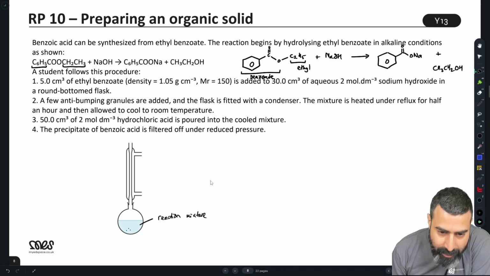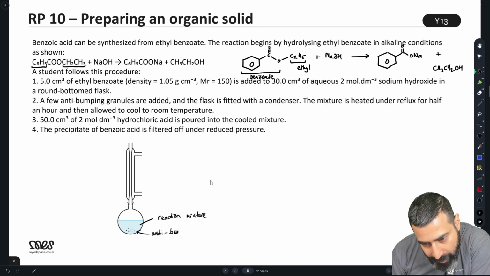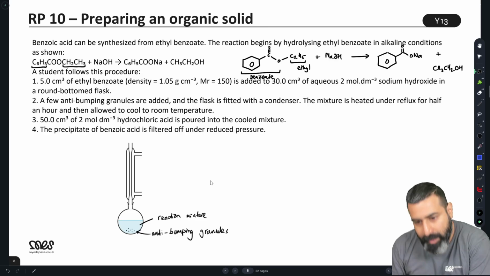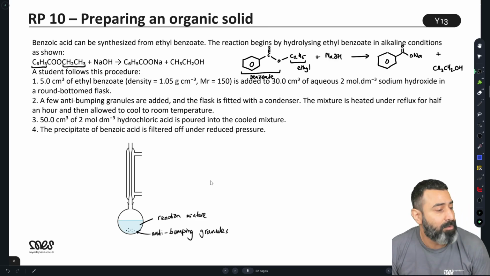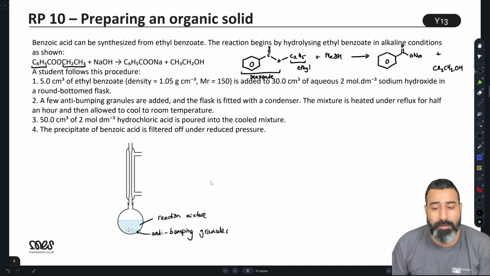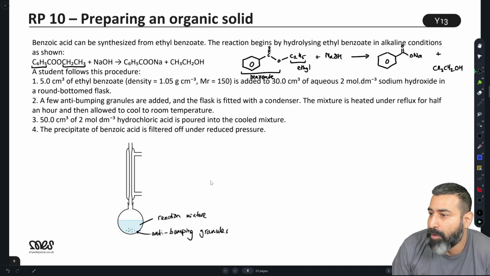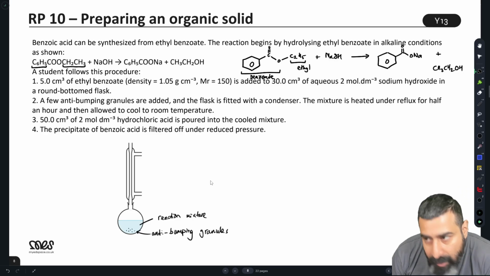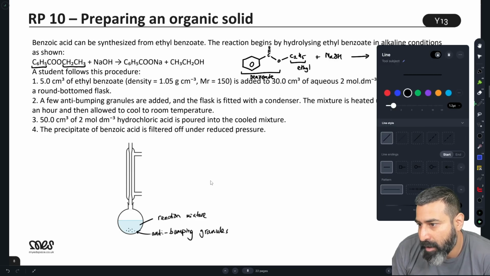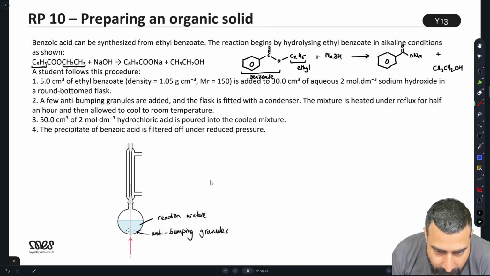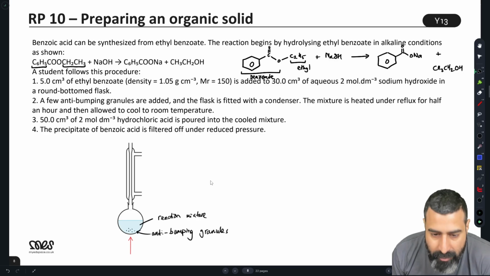Inside that we'd add a few of these little specks, and I know you're all thinking that these are anti-bumping granules. Obviously in a question, if they say what do anti-bumping granules do, you say that they stop bumping. That was a joke. No, you don't. We'll talk about the role of the anti-bumping granules in just a second. And then underneath this, we have a heat source. It could be a heating mantle, or it could be a Bunsen burner. We're just going to draw it with an arrow.